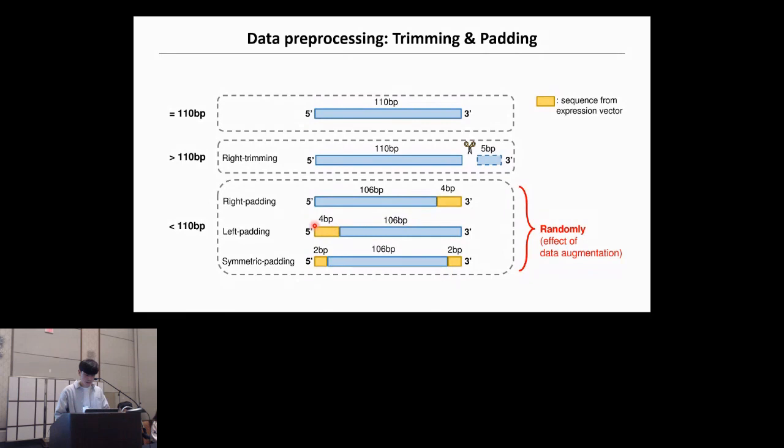At first, we applied padding only on the 3' end, but when right padding, left padding, and symmetric padding were randomly chosen at training time, the prediction performance quite improved. We think that this random padding worked as a kind of data augmentation.